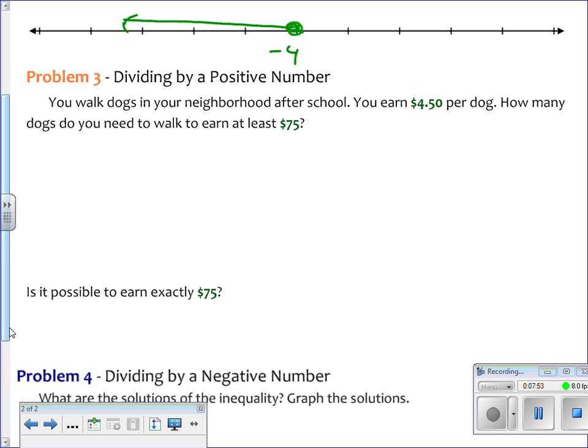Okay. You earn $4.50 per dog. How many dogs do you need to walk to earn at least $75? So I need to identify a variable. My variable is D for dogs. How many? Don't we just divide? Nope. Not right away. I want to set up an inequality because there's an inequality in this. Okay. So how much do I make per dog?